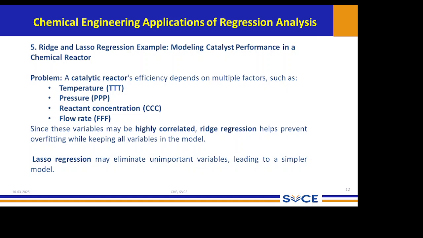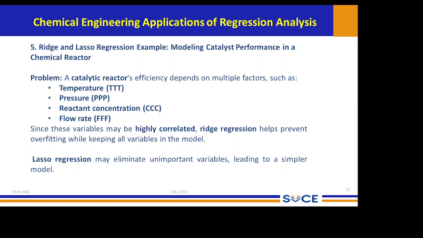And coming to Ridge and Lasso regression, the catalytic reactor efficiency depends on temperature, pressure, reactant concentration and feed flow rate. They mentioned TTT just for example. Just consider it is only T, P, C and F. It's a typographical error, just leave it. Since these variables may be highly correlated, Ridge regression helps prevent overfitting while keeping all variables in the model.